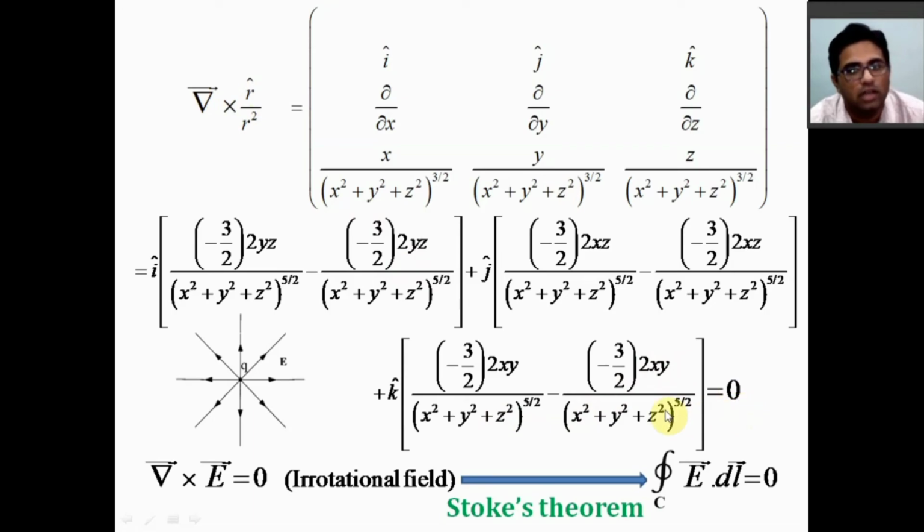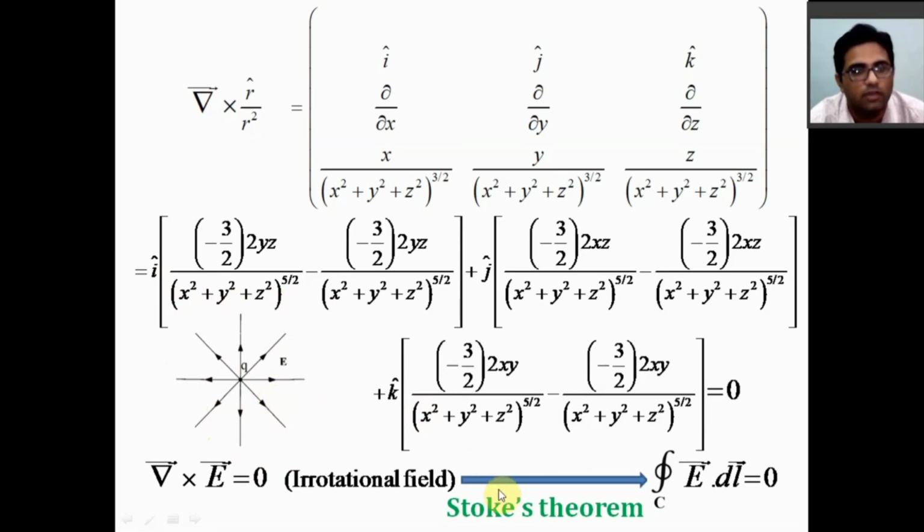So that's why the curl of electric field is 0, right? It tells us that the electric field is an irrotational field. It is not a rotating field, right? Now this is very clear from this picture. Here you can see the field lines are coming out. That means it is diverging in nature, so not rotational in character, right?